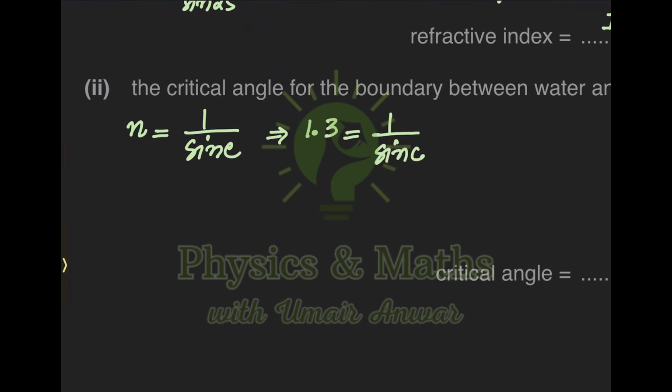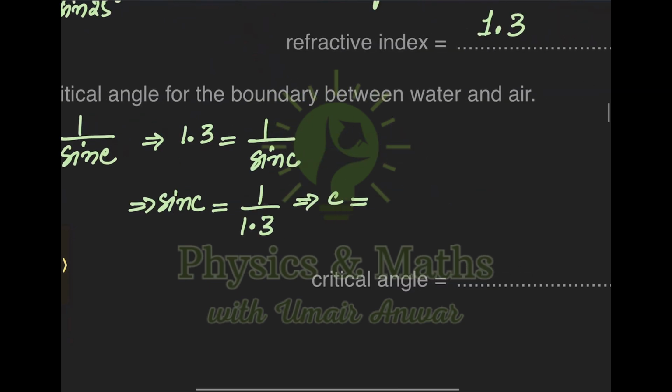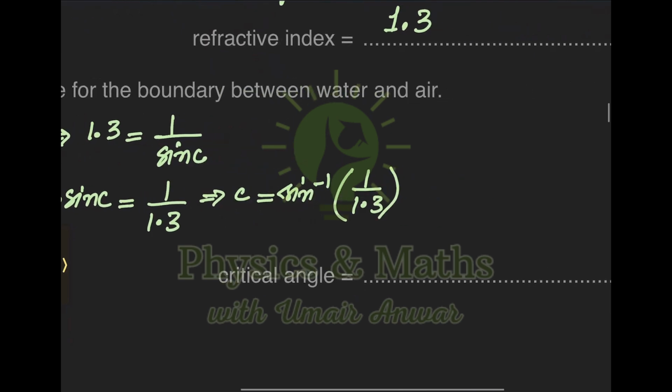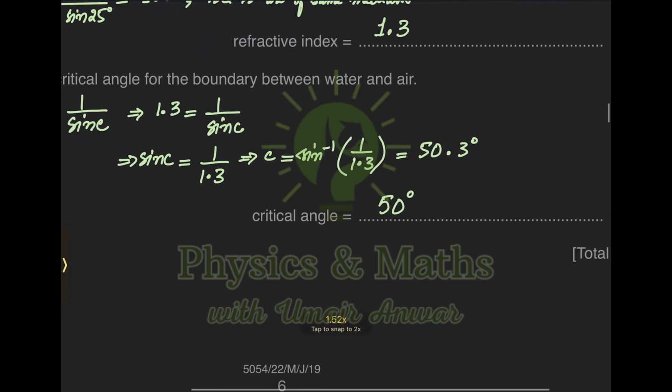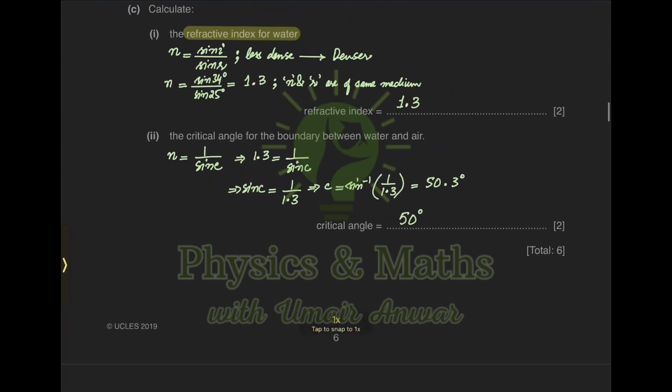We are going to use it again here. So sine C is going to become 1 upon 1.3, which means critical angle C is going to be sine inverse of 1 upon 1.3, and the answer we are getting is 50.3 degrees, which in two significant figures will be written as 50 degrees here. So the question ends here with this part.